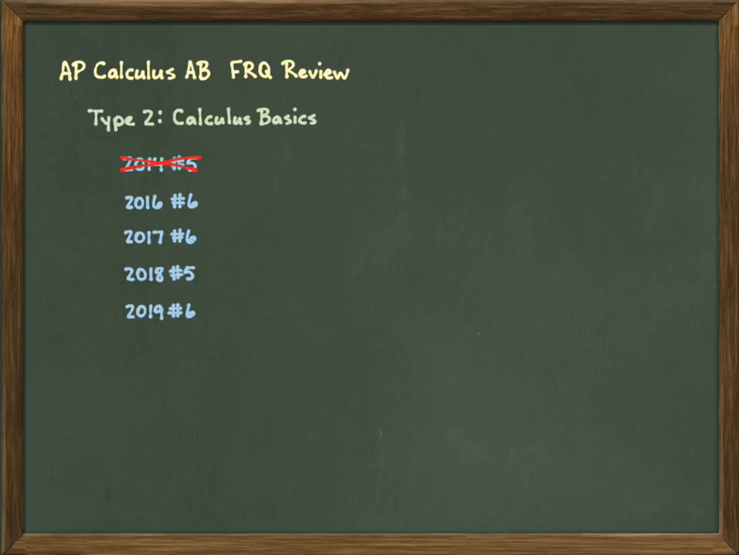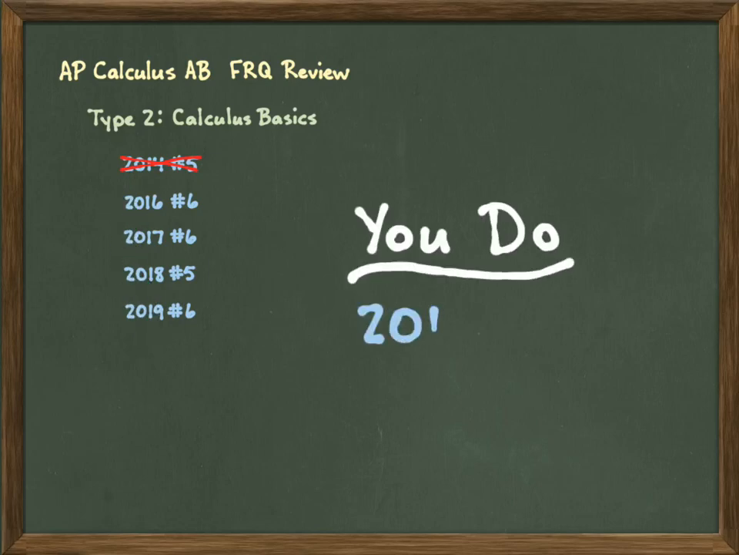Let's see here. We did 2014 number 5 just now. Careful here. We're going to go out of order, so pay attention to this. You guys are going to be doing 2017 number 6 for your practice problem. And again, you can do this on your own. You can do it with a partner. You can communicate. Just don't try and look up answers or anything like that. Just do it with integrity.